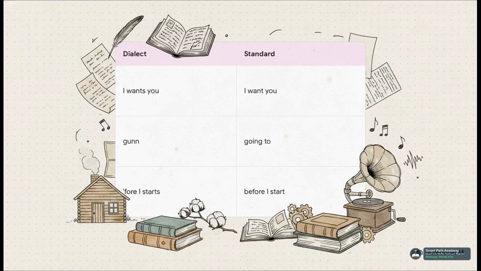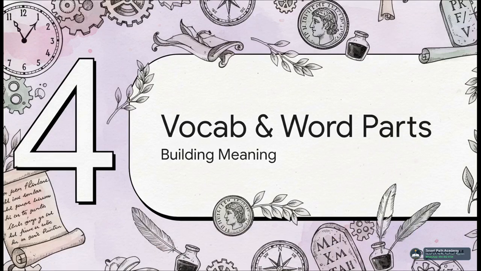Or they'll say "gonna" instead of "going to," or "for I starts" instead of "before I start." By spelling the words exactly how they sound when spoken by the Buxton settlers, the author is basically teleporting us back in time. We aren't just reading about these people, we are actually hearing them. Next up, number 4, vocabulary and word parts, building meaning.